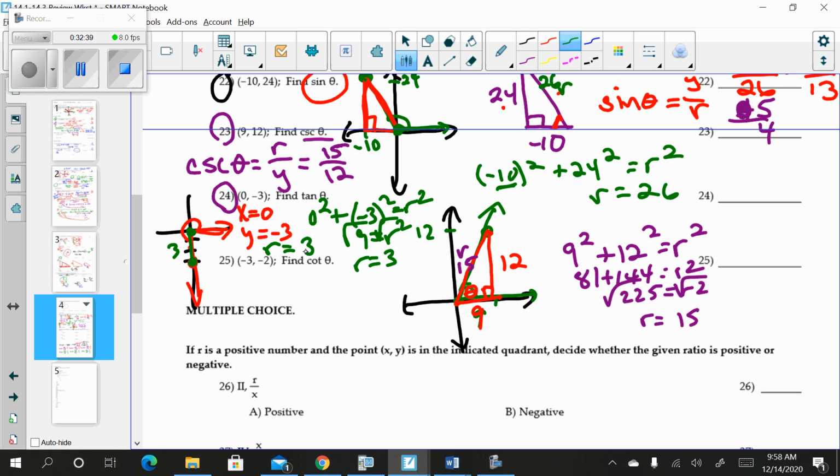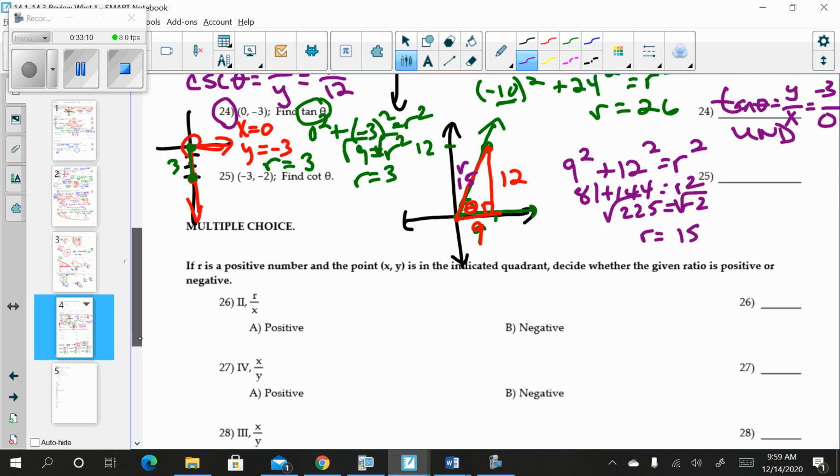So now I can do whatever ratio I want. They want tangent, so I'm going to go ahead and write that over here. So tangent of the angle is equal to y over x. Well, y is -3. The x is 0. Can you divide by 0? No. So this one's undefined. And if you remember, we had several like that where we didn't have values. And that's okay. When we do those ratios, sometimes they do come out to be undefined. I'm going to let you go ahead and try number 25 on your own to make sure you're okay with doing one of those. You can check your answers then.